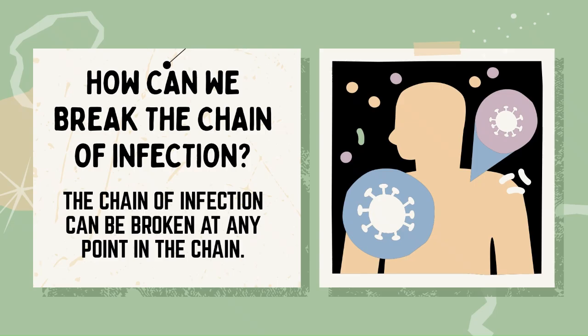Like infectious agent, reservoir, portal of exit, mode of transmission, portal of entry, and susceptible host. So we just learned about these six links in the chain of infection, the steps that show how germs spread from one person to another. So now let's learn how to break the chain of infection to stop diseases from spreading. So remember, if we break one link, the whole chain stops, and the disease cannot spread to another person.